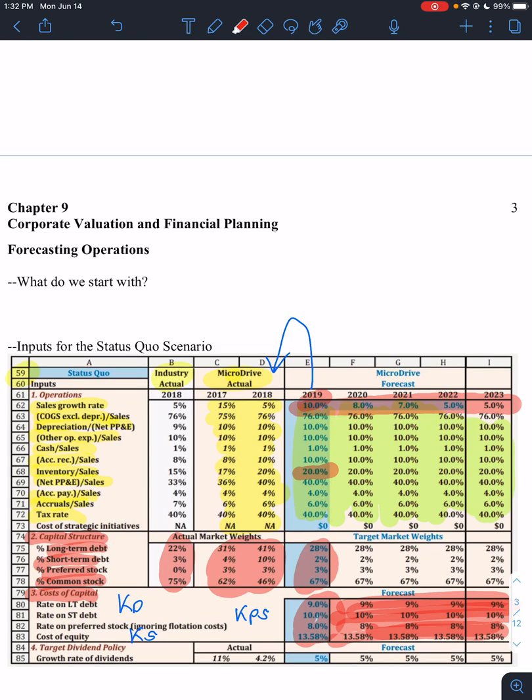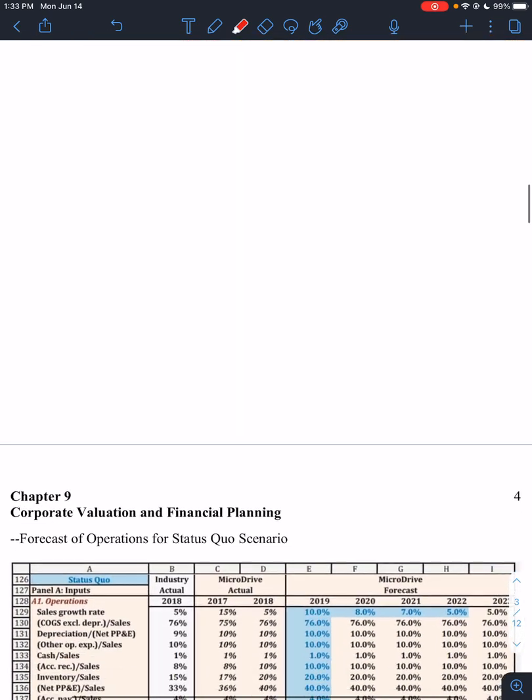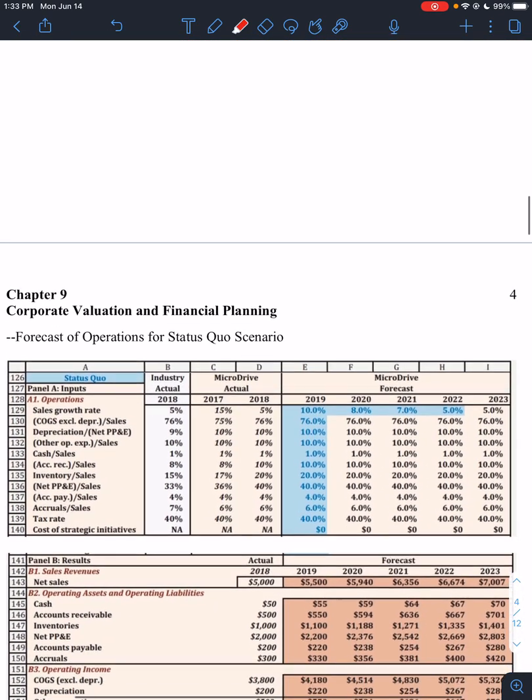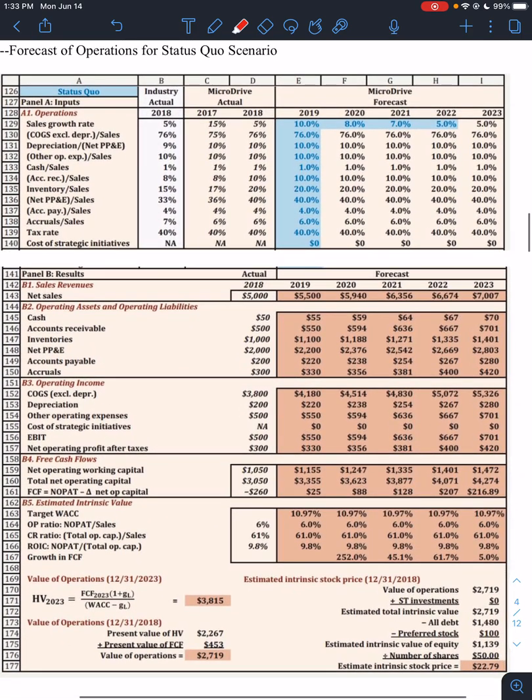The last section down there is their target dividend policy. So once again, their actual amounts for 2017 and 2018, 11 and 4% respectively. And they have a target of 5% dividend growth year after year. And so that's going to be their status quo scenario, right? If we don't change anything, this is what we expect to happen. What we'll see is that we're going to have some other scenarios also, but we will do that part in the next video because I have a feeling this one's getting a little long.